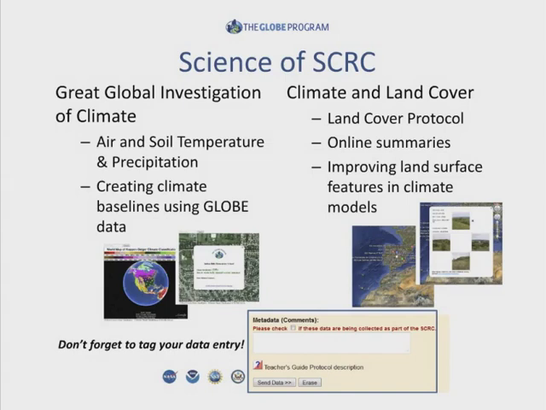The other thing that I wanted to mention about data entry is that when you enter air temperature, soil temperature, precipitation, or land cover, when you get down to the bottom of the data entry page, there's a box for comments or metadata, and you'll notice that in red it says please check if you've collected this data as part of the SCRC. Please check that box. It will preload some information into the text box below, and we're using that to track and see who's participating and collecting data specifically for the climate campaign.